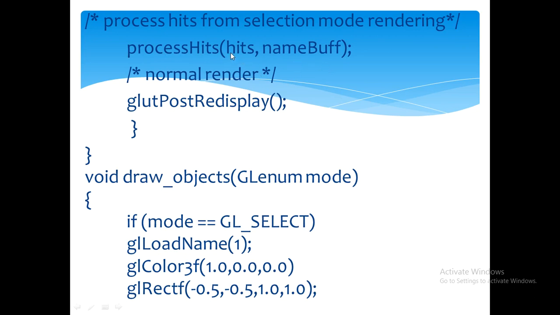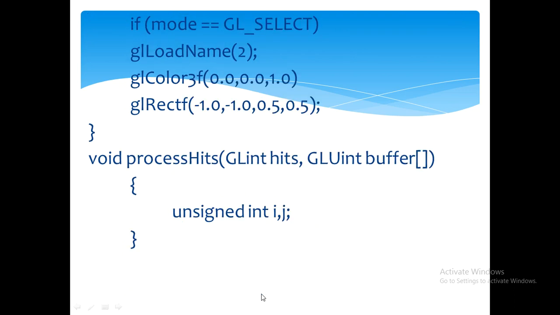How many hits are there? Those hits will be there, and the name buffer contains all the hits, right? Normal render, then GLU post redisplay, right? Then draw those, as I told, with this user defined function I used. Then if mode equal to GL select, load name one, then color. Like this you start rendering all the hits in your name buffer one by one, right? Here we have taken 2, 1, 2, that we are rendering here. Then process those hits using process hits, and here is the code for how to process them. Then as per that you can draw the hits, right?